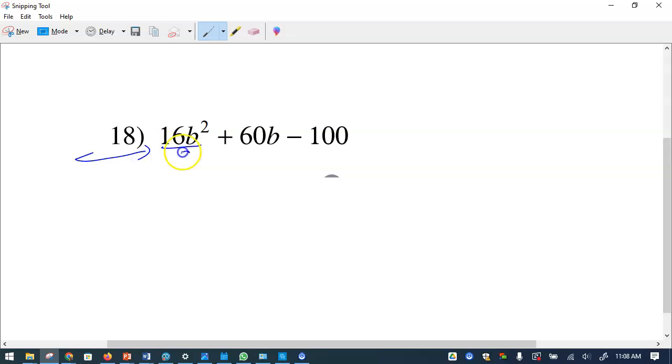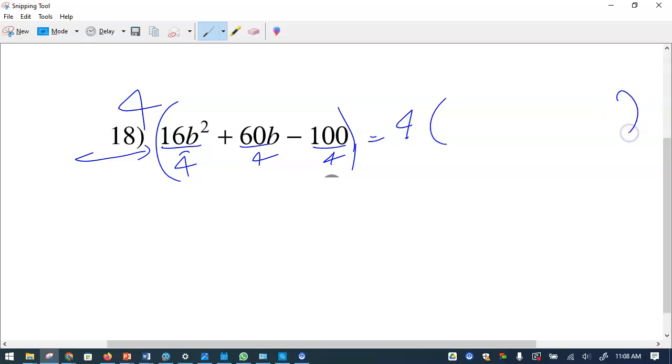In this problem you can see there's a 8. I can think that there's a 4 which divides all of them. So you can write this as, and then if you divide, you also have to multiply. So it is 4 times, what stays is 4 goes 16 4 times, so 4b square. 4 divides 15 times, so it is plus 15. And 4 divides 25.